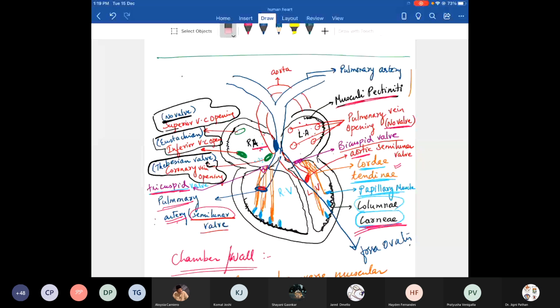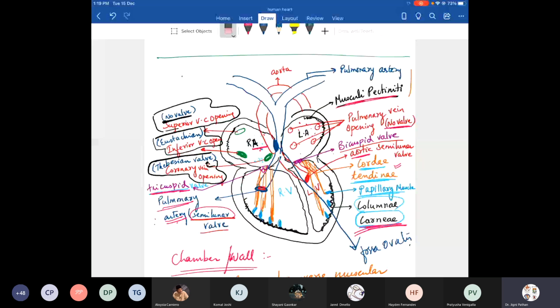Next, look at the right auricle side. In the right auricle you know there are three openings. One is the superior vena cava, another is the inferior vena cava, and the third is the coronary vein. The superior vena cava opening has no valve. There is no lid. The inferior vena cava has a valve.